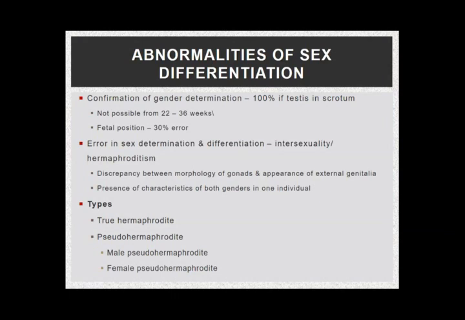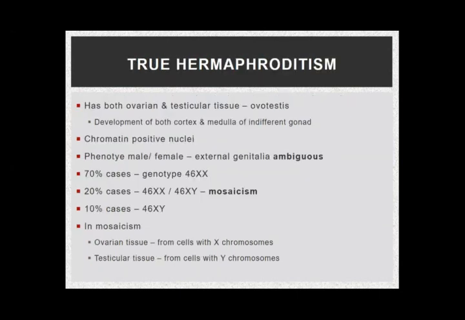You have different types of hermaphrodites. You have true hermaphrodites, you have pseudo-hermaphrodites. Pseudo-hermaphrodites are further divided into male pseudo-hermaphrodites and female pseudo-hermaphrodites. True hermaphrodites are the ones that have both ovarian and testicular tissue, or they may have in the same gonad partly ovary, partly testes, so ovotestes कहते हैं. ठीक है? This develops.